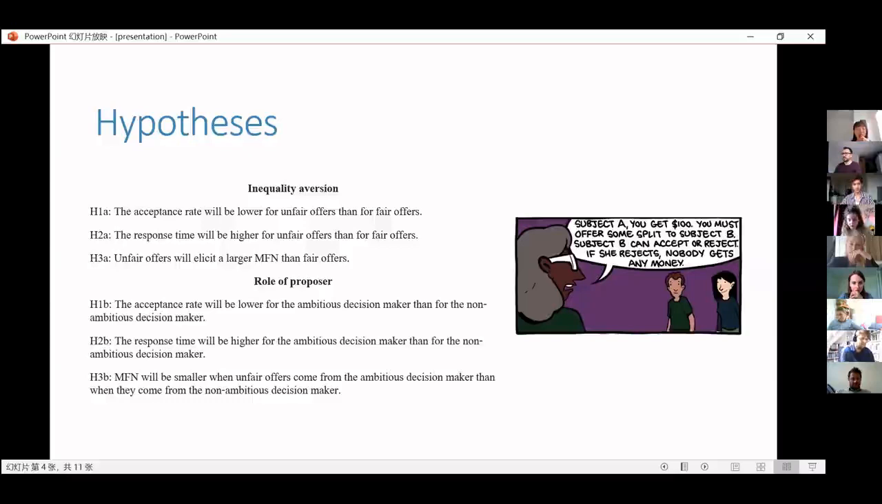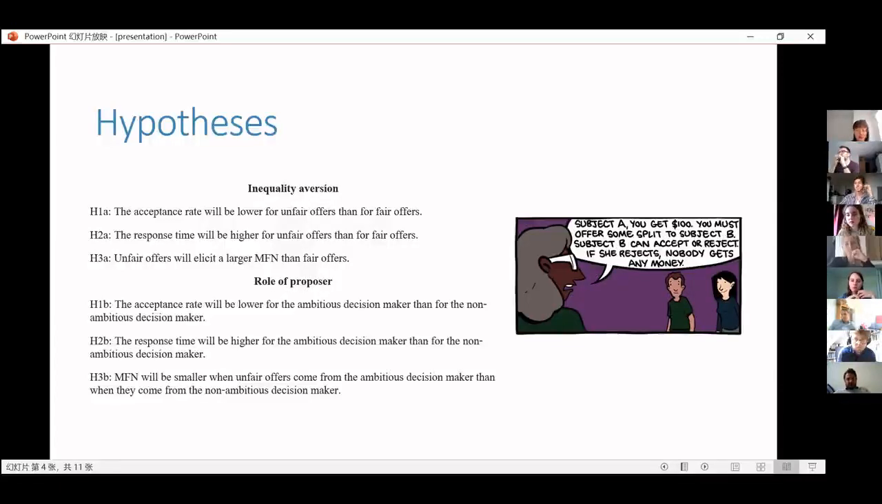And on the brain level, the unfair offer will elicit a more pronounced MFN than fair offers, and this will be modulated by the type of proposer in the trial. My hypothesis is that the MFN will be smaller when the unfair offers come from the ambitious leader than from the non-ambitious leader. This is because if people indeed have a more negative perception of ambitious decision makers, they would expect them to give more unfair offers, and it's less surprising for them to see an unfair offer. Okay, that's my hypothesis.